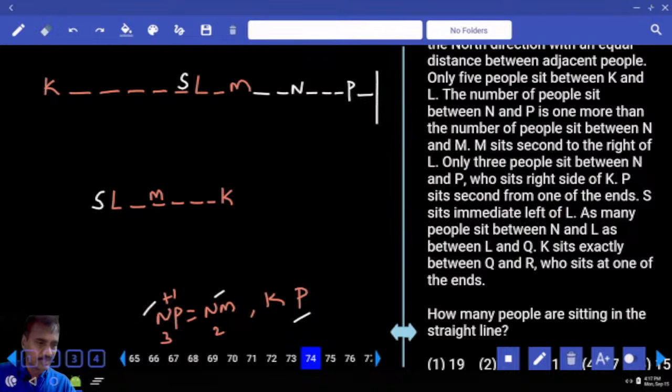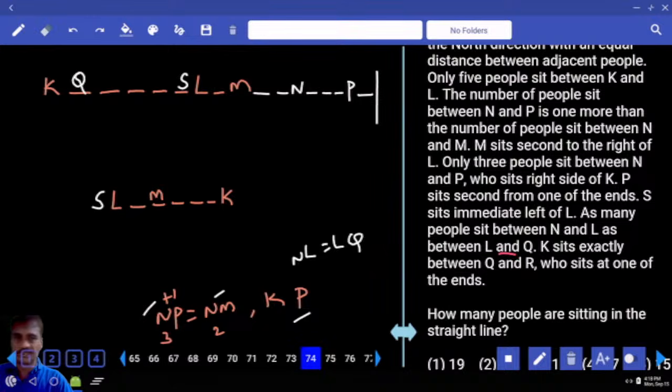Then next one, as many people in between N and L, L and Q. N L, L Q, L must be exactly between N and Q. L is exactly between N and Q. And between N and L, how many? 4. L and Q, how many? 4. And 1, 2, 3, 4, Q is.